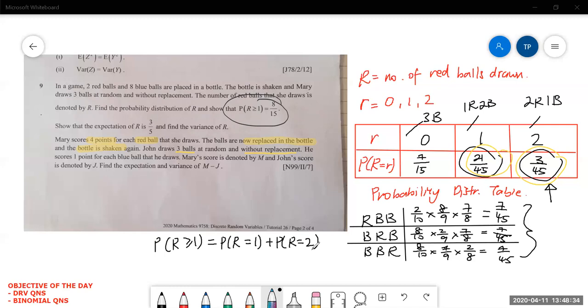Expectation and variance don't need to go through. The PDF is just a table, right? PDF is the table. Okay.